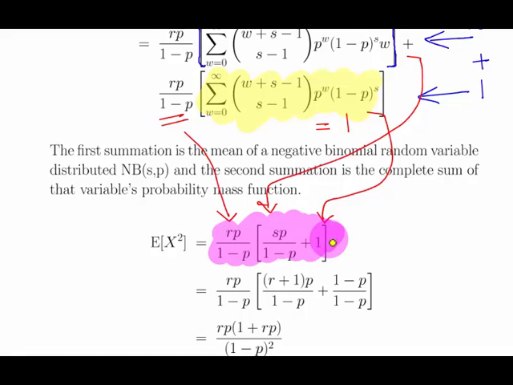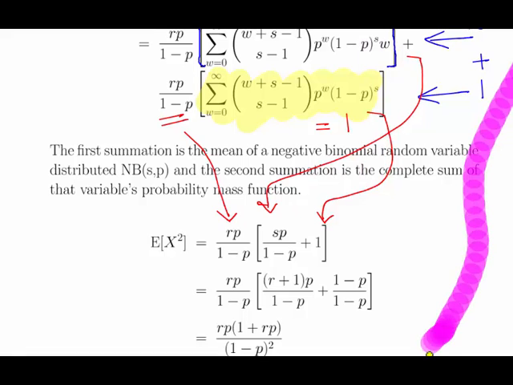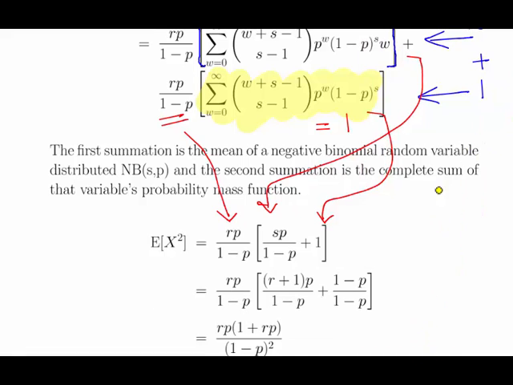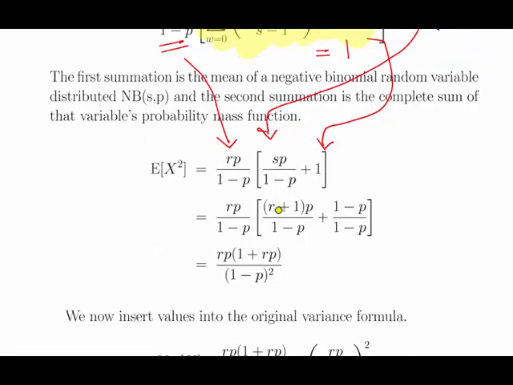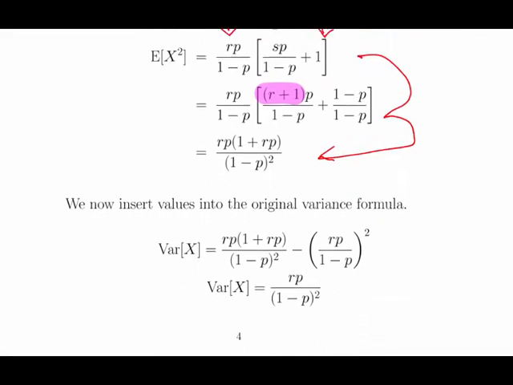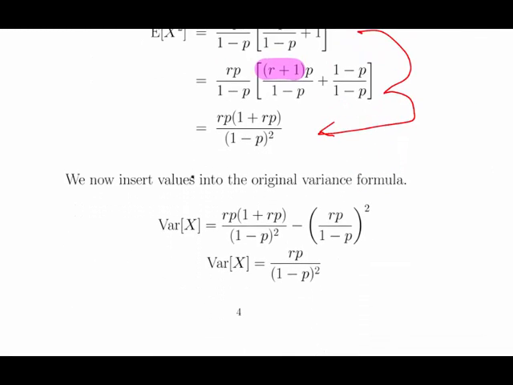Now just remember that s is equal to r plus 1. Okay, so that's r plus 1, and 1 is (1 minus p) divided by (1 minus p). So essentially this expression can be expressed as r times p over 1 plus rp over (1 minus p) squared. So what we're going to do is insert these values into the original variance formula.